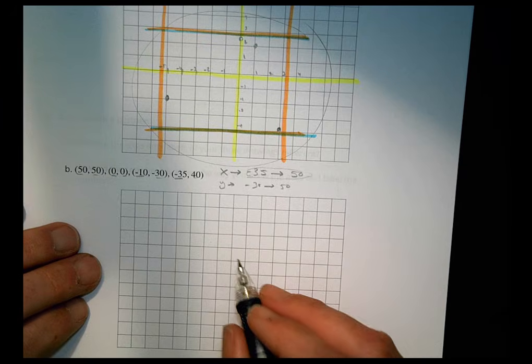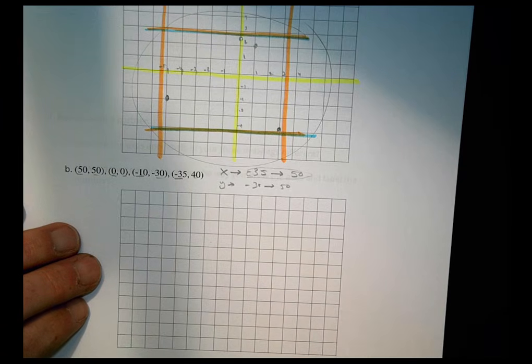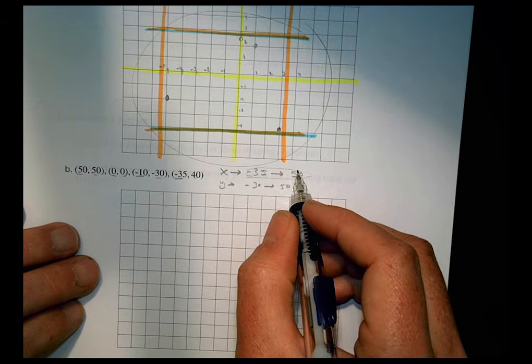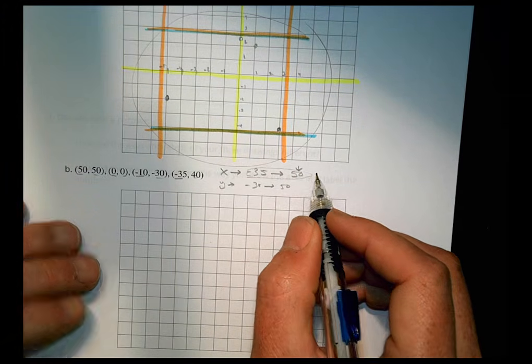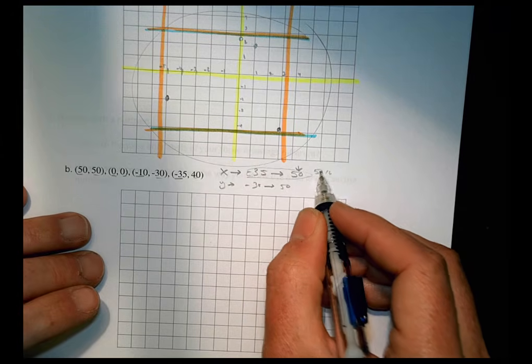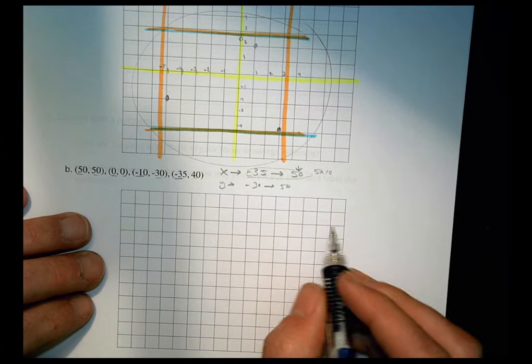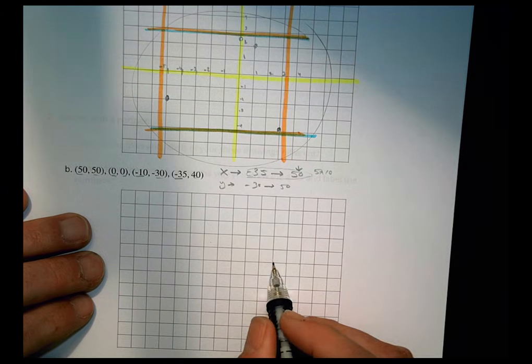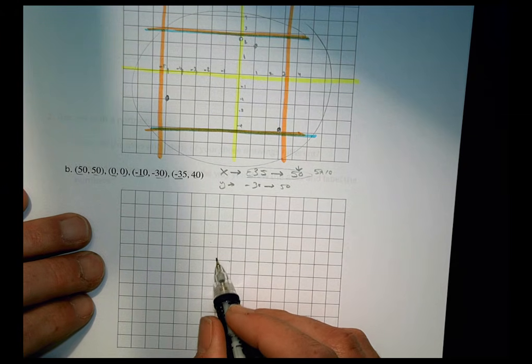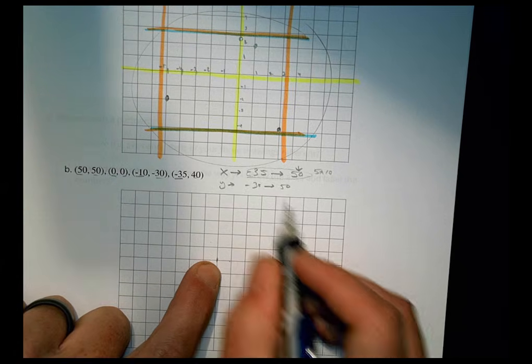But I could either put these in increments of 5s or increments of 10s. Now let's think this through. If I made it increments of 5, how many would I need to get to 50? Well, 5 times 10 gets you to 50. So I would need 10 lines, right? 1, 2, 3, 4, 5, 6, 7, 8, 9, 10 in order to get to 50. If this is 0, that becomes 50. But I have to worry about the negative part.